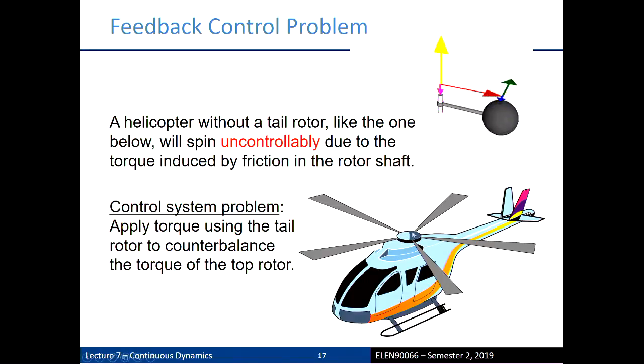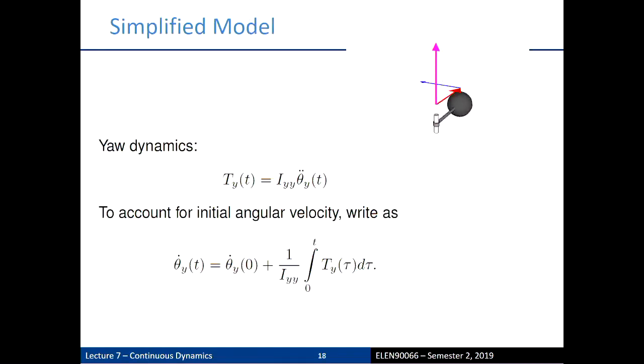With the friction in the shaft here, basically, it will just start spinning around by itself. If you've ever seen a helicopter with the rear rotor fail, you get a fun ride for not long and then it goes down. So it goes round and round and round. All right, so that's the yaw.